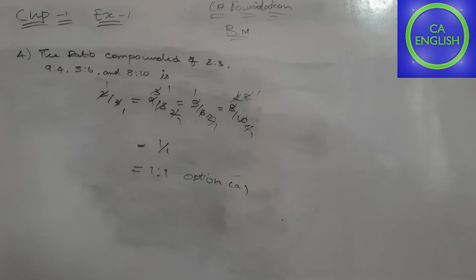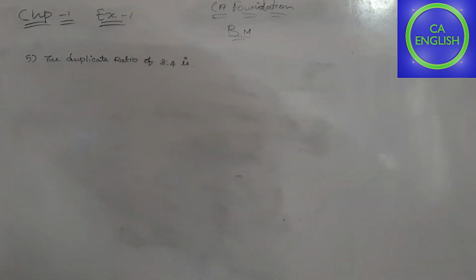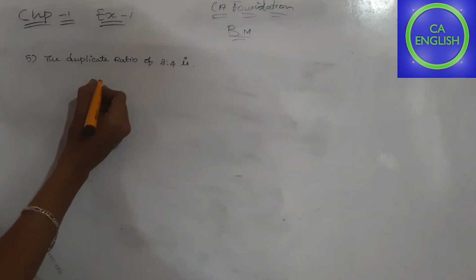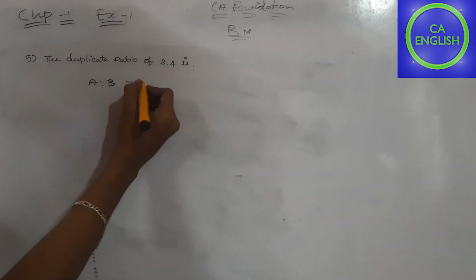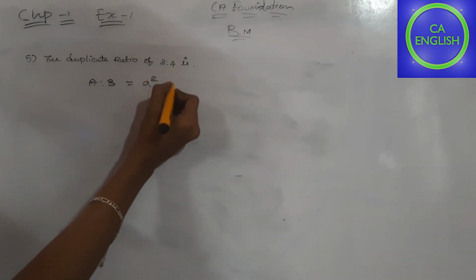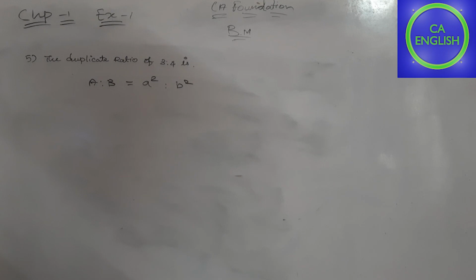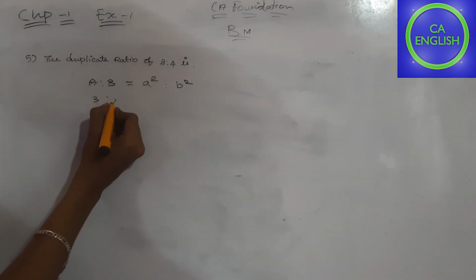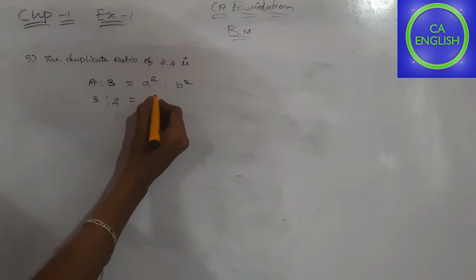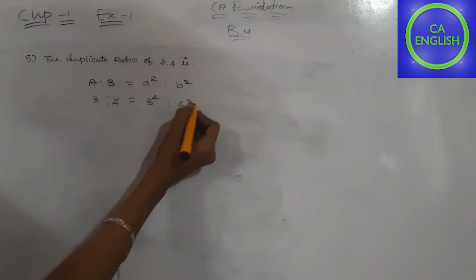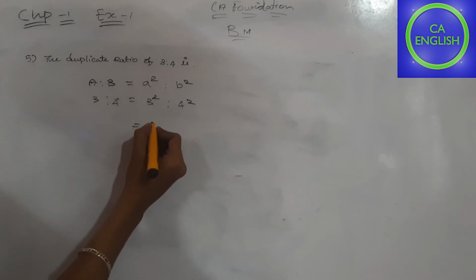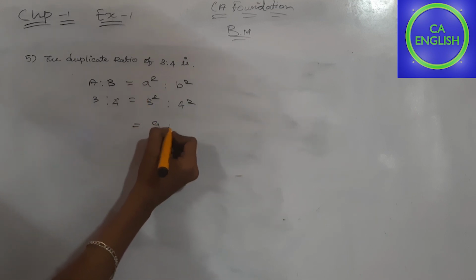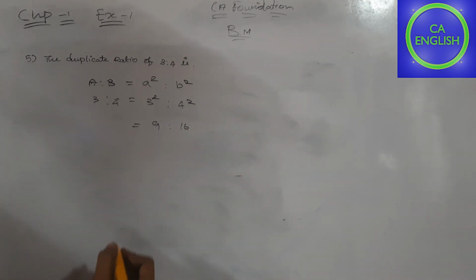Okay, and the next sum is: the duplicate ratio of 3:4. What is the general ratio? A:B. Then the duplicate ratio is equal to A square is to B square. This is the form of duplicate ratio. Then the given ratio is 3:4, and we want to square it. 3 square is to 4 square. 3 square is what? 9, and 4 square is 16, and the answer is 9:16, option C.